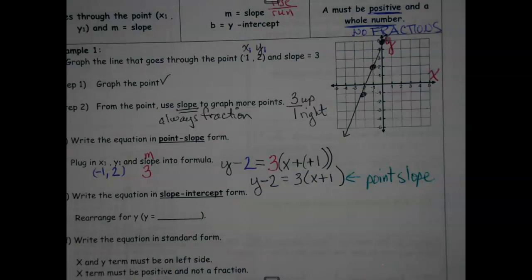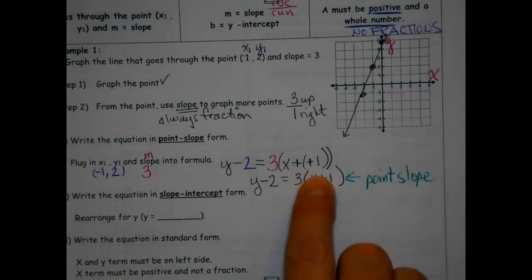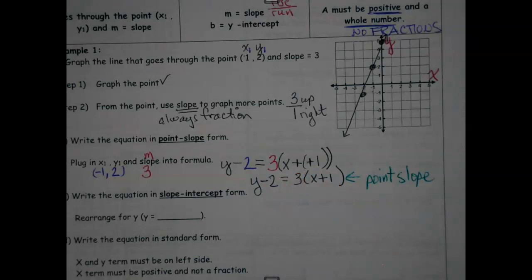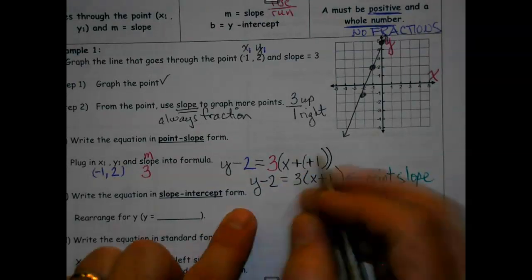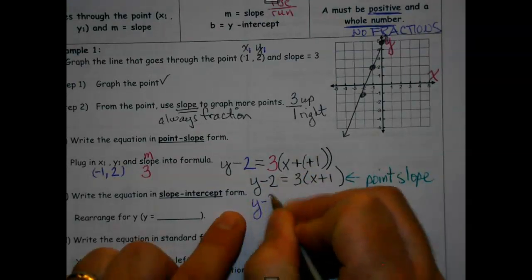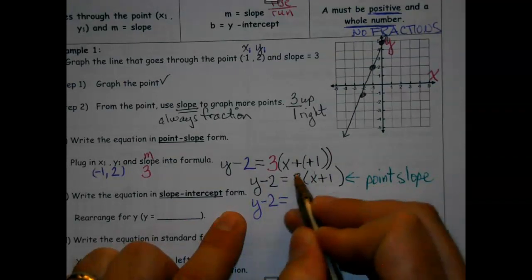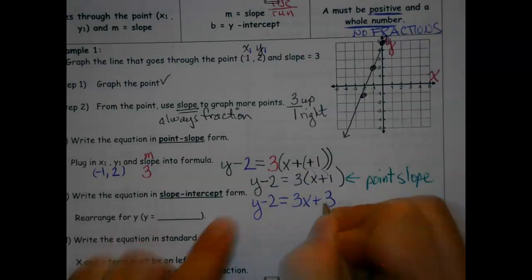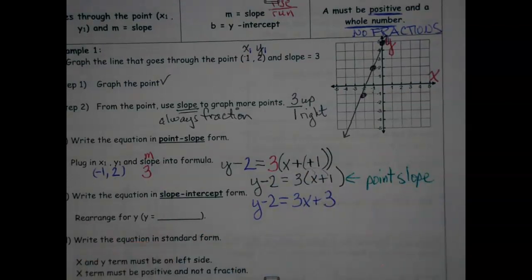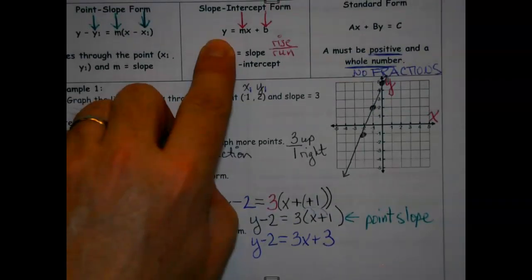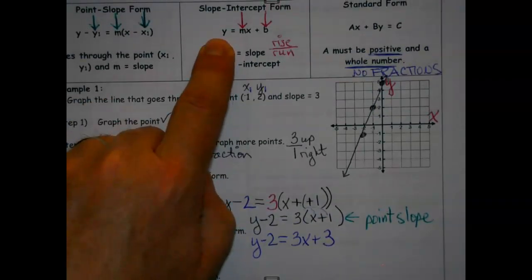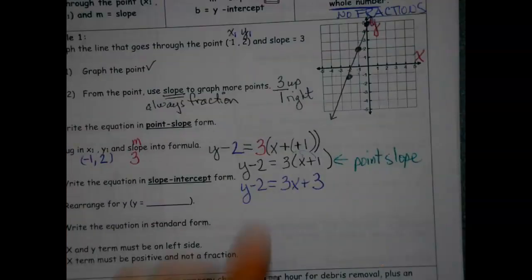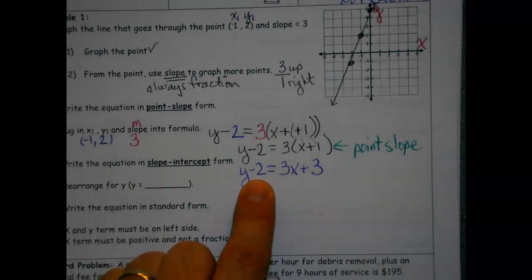So now I'm going to distribute the 3 next. I'm going to change colors here as we keep going. So I'm going to distribute, I'm going to multiply the 3 to each of these. Make sure it's to both. And I start to look and I'm like, okay, slope-intercept form. Y is by itself, and then mx plus b. Well, y has to be by itself. It's not quite there yet.